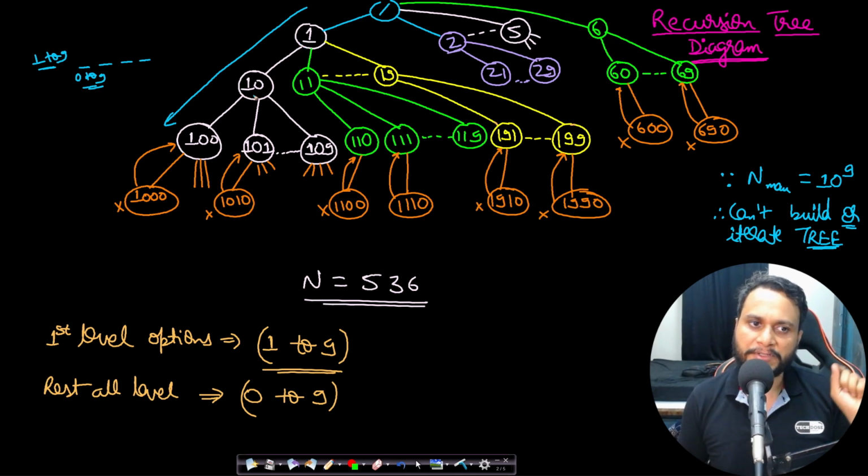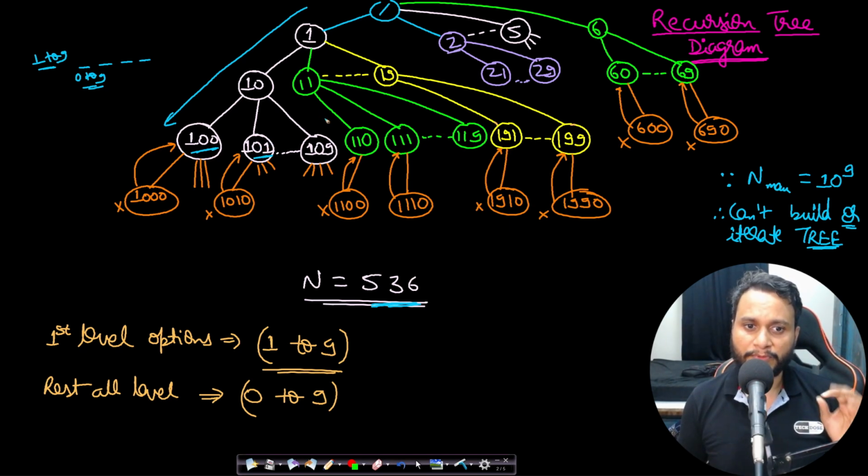So 1 will come first, then 10, then 100, and 1000 would have come next, but then this is going outside of our n value, which is 536. So the constraint of the question maintains that we should not go beyond n. And therefore after 100, the next number would be 101. Okay, so we have already seen all this in the previous problem.